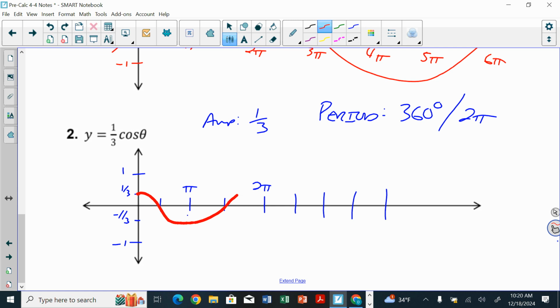And then we'll get to right about here. And that's our period. And then, of course, it's going to keep doing that as it works its way through on and on and on. Okay, so the graph looks the same as the cosine graph. It's just not as tall. As you know, the regular cosine graph started up here and went like this, but it just didn't go as high. So here we go, two more.